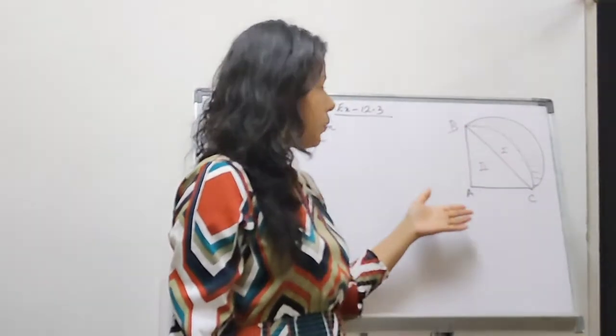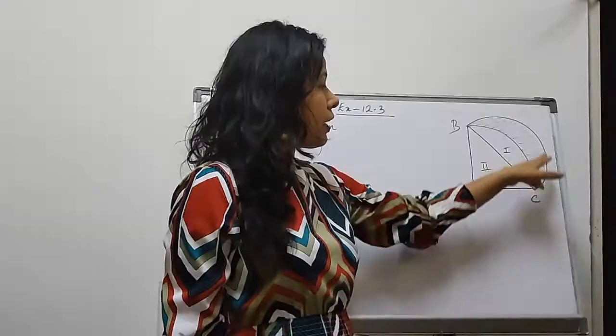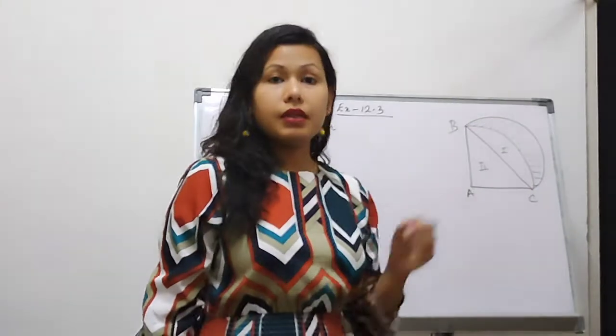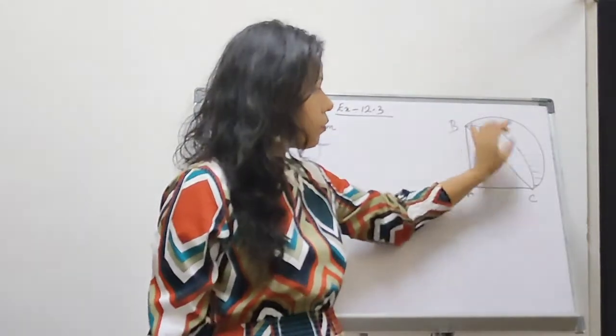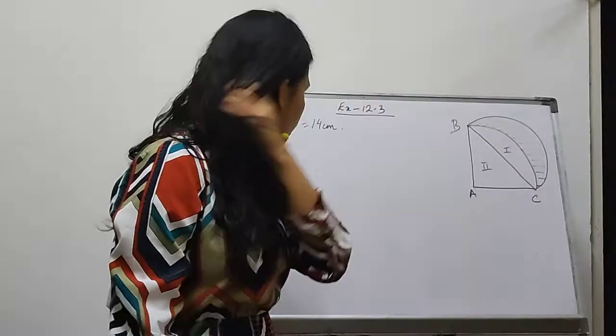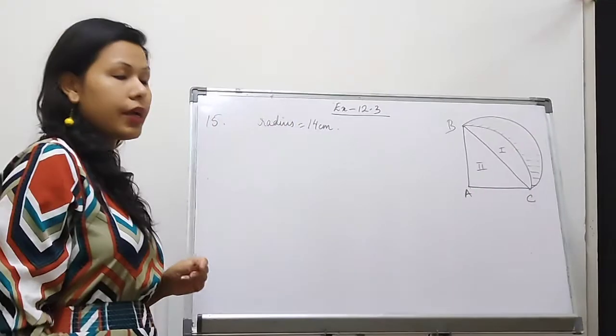Okay, then what we can do is we'll find out the area of this semicircle, okay, with BC as diameter, right? So if we find out the area of the semicircle and subtract this portion, that is 1, okay, that is area of figure 1, then we can find out the area of the shaded region, right? So at first what we'll do, area of triangle we'll find out.